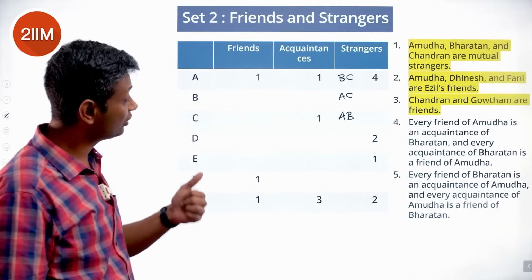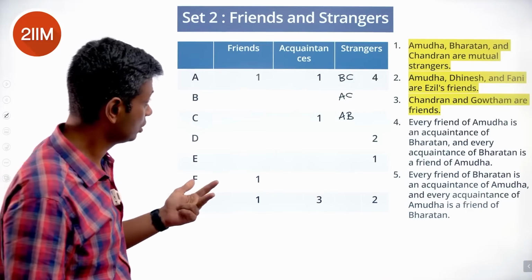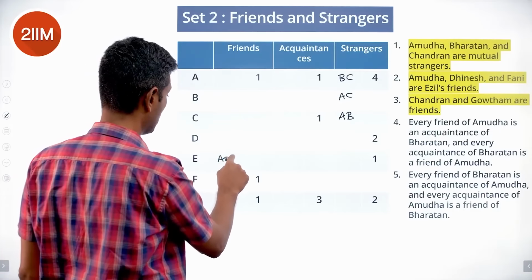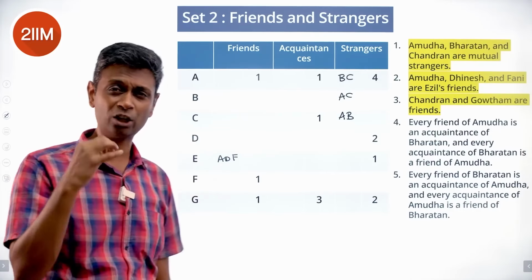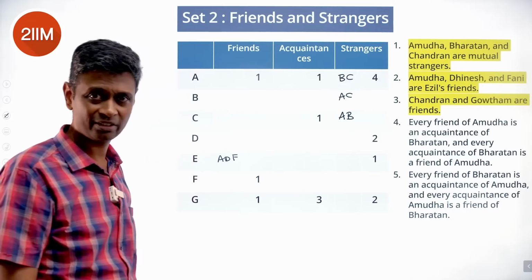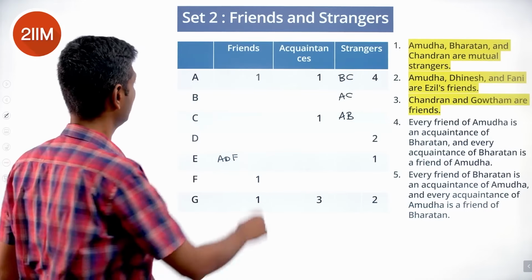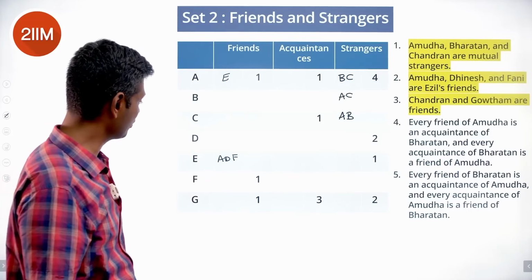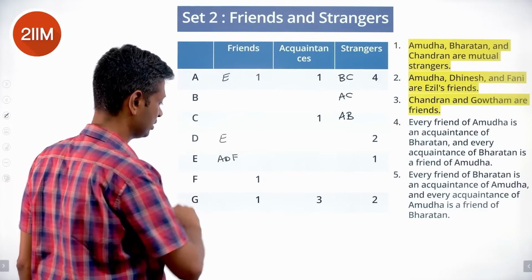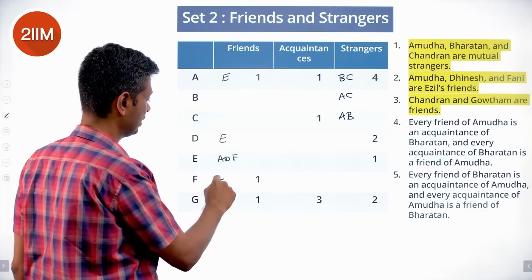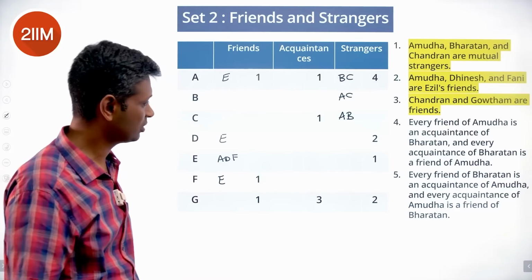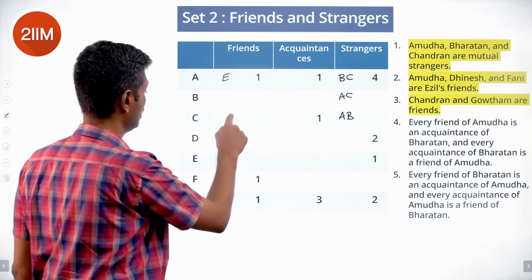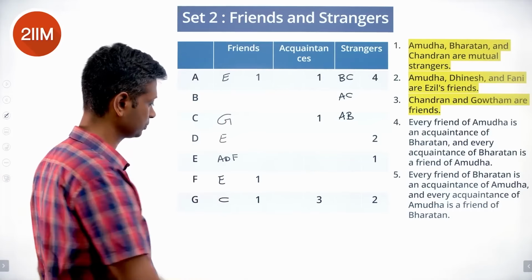Nice. Amudha, Dhinesh and Fani are Ezhil's friends. So Ezhil's friends are A, D, F. Every time I put an entry, I'll put a corresponding entry. E and A are friends. A is E's friend. E is A's friend. E and D are friends. So D and E are friends. E and F are friends. F and E are friends. This helps. Chandran and Gowtham are friends. So C and G, G and C.